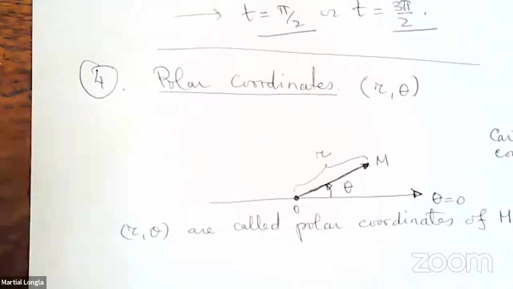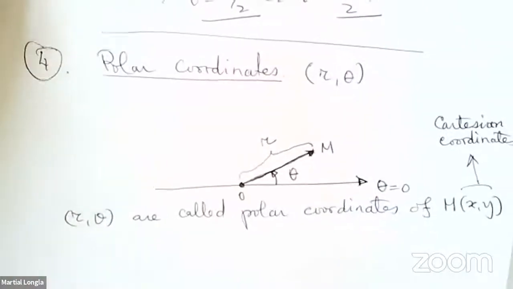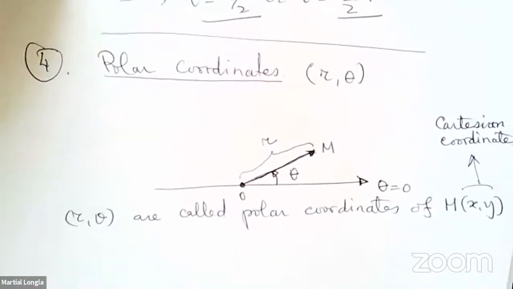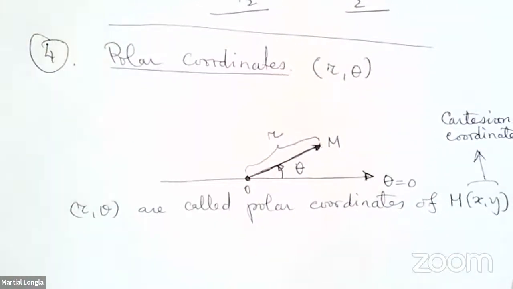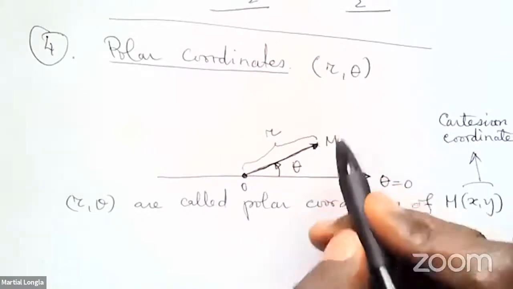So you got Cartesian coordinates and you got polar coordinates. And there is a relationship between the two: how to move from the polar to the Cartesian, and how to move from the Cartesian to the polar coordinates. So that's what I'm going to give you right now.